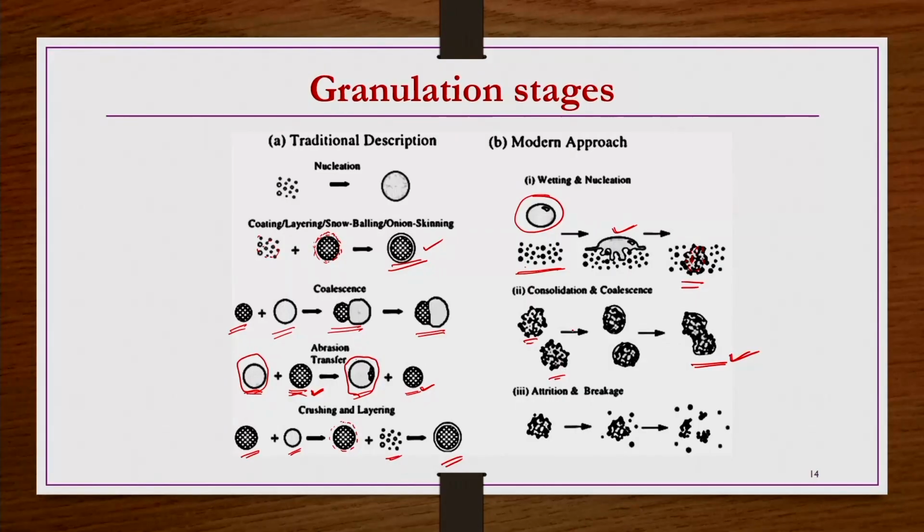Or these particles, after wetting and nucleation, or even after consolidation, may also undergo some attrition, because in this process the interaction between the particles will definitely be there. So there will be attrition amongst those particles, and because of that some fraction of this material may disintegrate and some small particles form. If the attrition is more, many smaller particles may form like this. So that is attrition and breakage. These are the granulation stages in general, both the traditional approach and the modern approach.